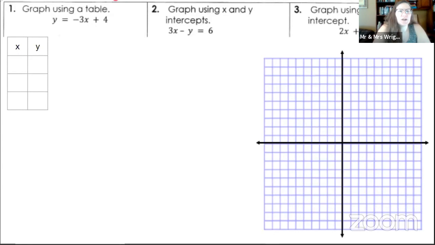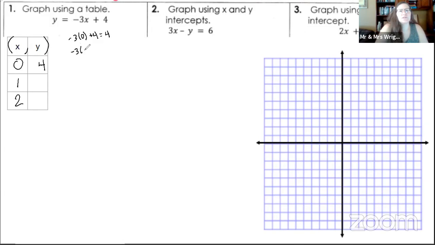So here it says to graph using a table. All that means is we have to fill this out with the X and Y coordinates. Remember, these are going to end up being the coordinate points that we use to plot on the chart. So you're just going to pick some numbers to plug in, and whatever you get is what you're going to use to plot the points. So I'm going to put in 0, 1, and 2. That's going to start off with -3 times 0 plus 4 equals 4. So I'm going to put a 4 here.